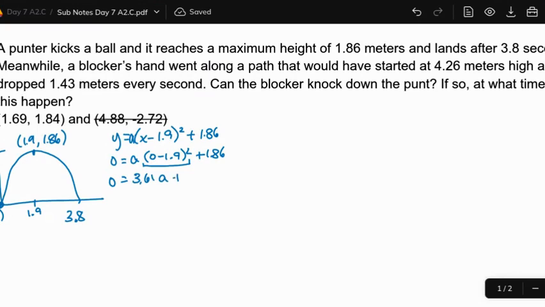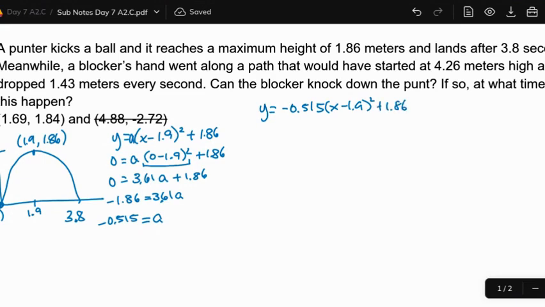And then when I subtract the 1.86 from both sides, and then divide by the 3.61, I'm going to round my decimal to 3 decimal places, negative 0.515. And so that means my equation is negative 0.515 x minus 1.9 squared plus 1.86.